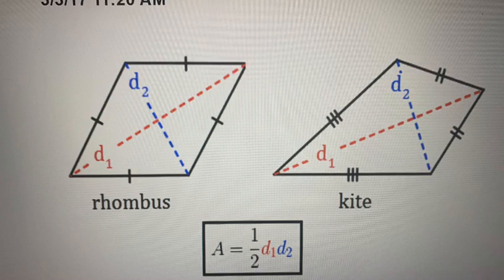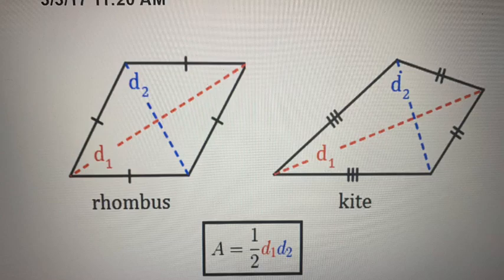A rhombus has 4 congruent sides and it has 2 diameters. A kite has 4 sides as well, 2 sets of congruent sides. It also has 2 diameters. Now the diameters are what we use to find the area. We call them diameter sub 1 and diameter sub 2. To find the area of either one of these, we take half of diameter sub 1 times diameter sub 2.